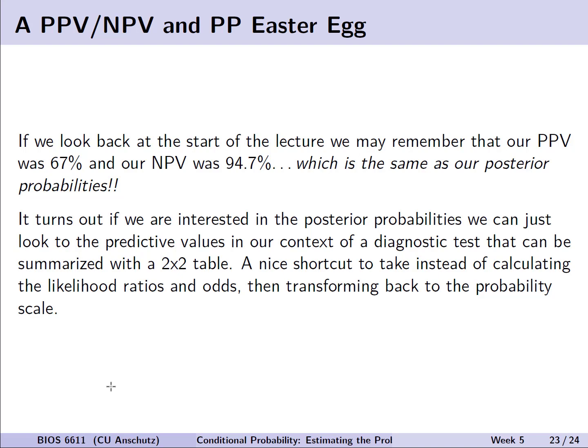So I do want to highlight now a little Easter egg connecting the positive predictive and negative predictive values with those posterior probabilities. If we look back at all of our calculations, we can see that actually the positive predictive value and the negative predictive value are the same as our posterior probabilities of having or not having the disease. So it turns out if we're interested in the posterior probabilities, we can actually just look to calculating the predictive values instead of going through all the rigmarole of calculating the prior odds, the posterior odds, and the likelihood ratio tests to get to those posterior probabilities, which is a nice shortcut. That being said, sometimes it will be helpful to calculate the odds or the likelihood ratios for other summaries.